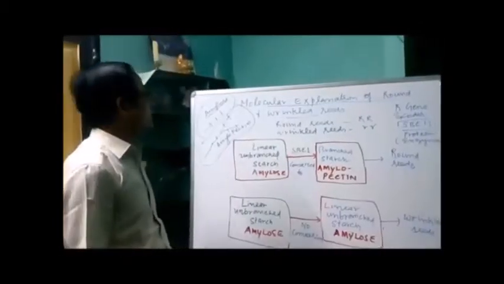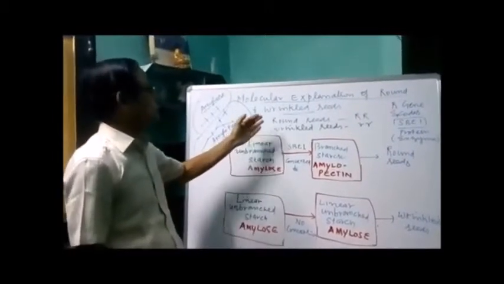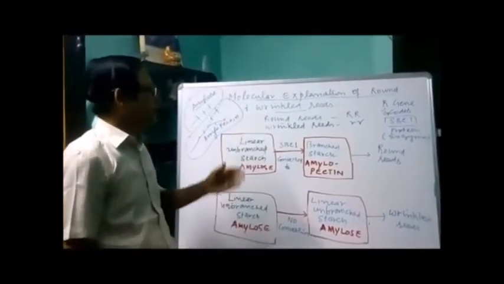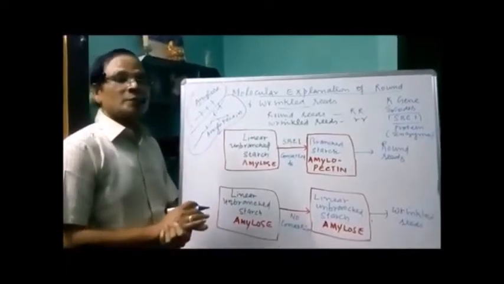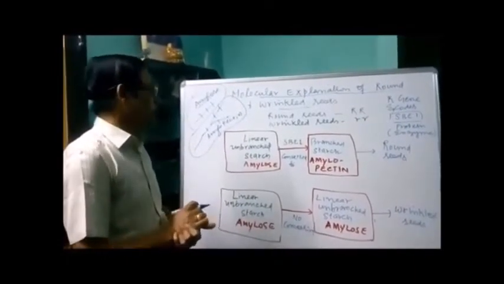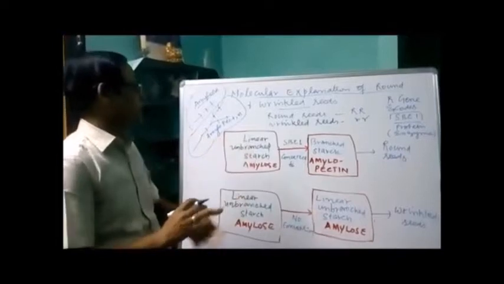Now let's talk about the molecular explanation of round and wrinkled seeds. How are these characters produced? This is because of the gene action in that one. That is called the molecular explanation.